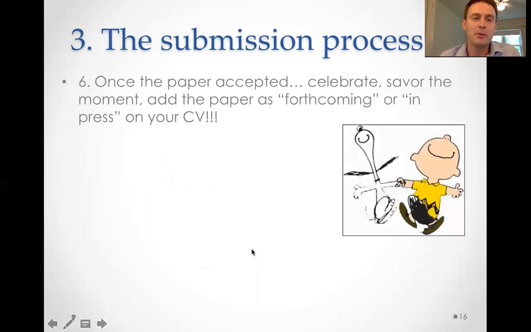Okay, then finally, after sometimes 2 or 3 or even 4 rounds of revisions and resubmissions, the paper is accepted. Hopefully, celebrate, savor the moment, and then add the paper as forthcoming or in press on your CV. Tell your friends, take yourself out to dinner, do something fun to enjoy that, okay? Because it's a lot of work to get through that process, sometimes years of work off and on to get a paper to that point. But really make sure that you enjoy that and you celebrate it in some meaningful and appropriate way.